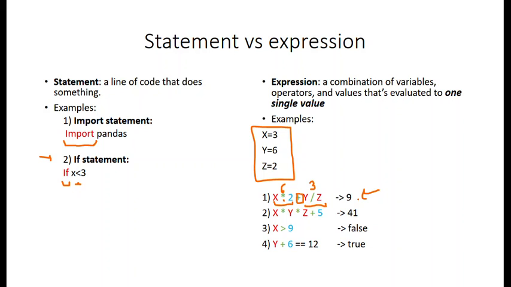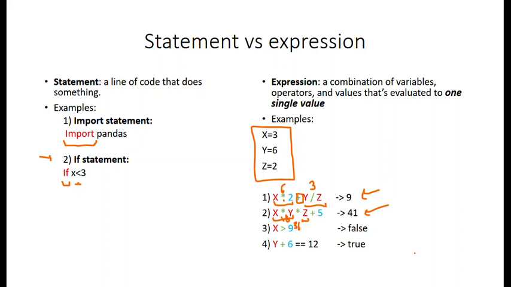Second example: x times y times z plus 5. We have two multiplications, therefore they will be evaluated from left to right. X times y, 3 times 6 is 18, so this will produce 18. Next, 18 times z, which will be 36. Plus 5, it will be 41. This is another expression, and you know why, right?